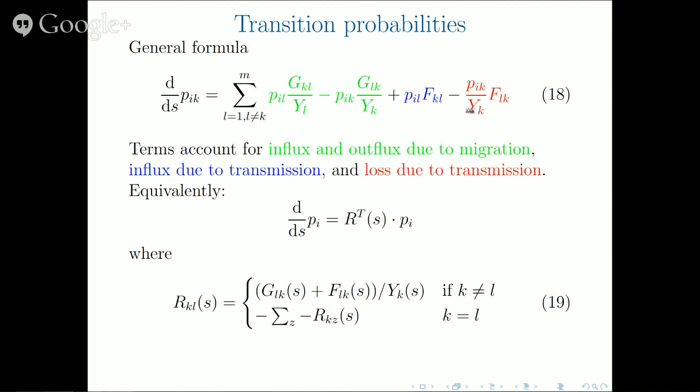A more economical way of showing this equation, which also makes it more obvious that this is a continuous time Markov chain, is simply to put it in terms of a dot product with a rate matrix R. And this is how you can actually define the rate matrix R in terms of the epidemiological model.